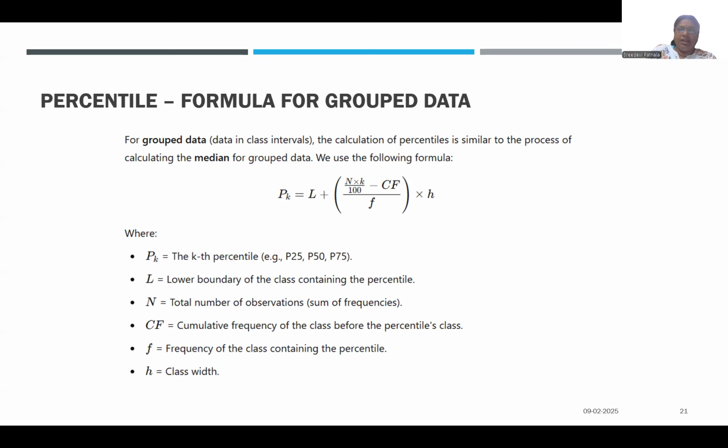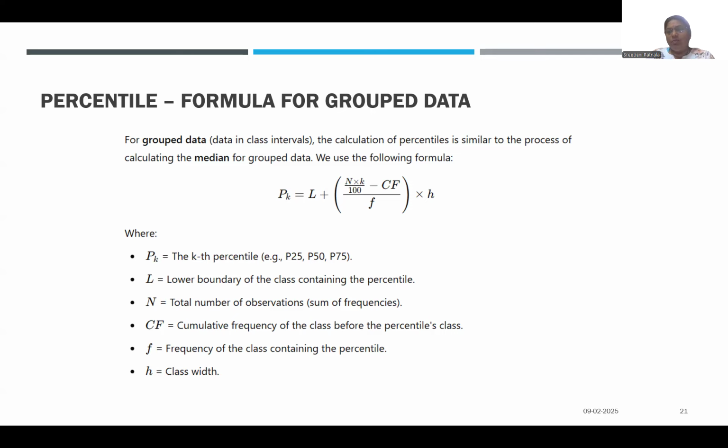Next comes percentile for grouped data. So, as usual, whenever you do it for grouped data, if a frequency is given, like how you did for quartiles, you will follow the same for percentile also: cumulative frequency, frequency, lower bound, and class width you will identify. So now the formula for grouped data for percentile is PK is equal to L plus (N into K by 100 minus CF) by frequency, into H.